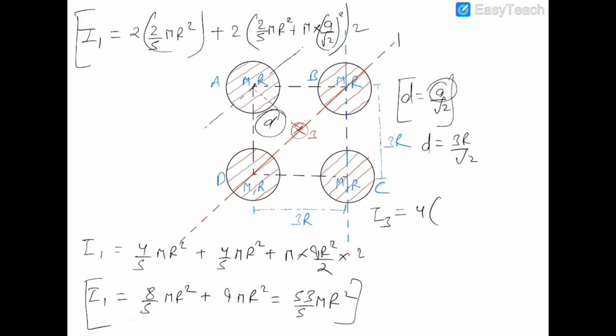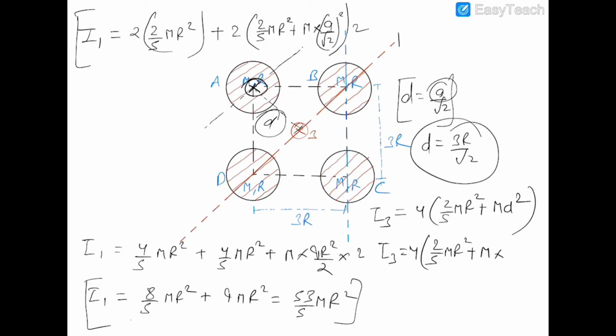And the moment of inertia, let's suppose for sphere A, would be 2 by 5 mr square, which is the moment of inertia about its central axis, plus the distance term md square. So I3 would be 4 times of 2 by 5 mr square plus m into d, which is a by root 2. So this is a square by 2, and a is the side of the square, therefore the side of the square is 3r.